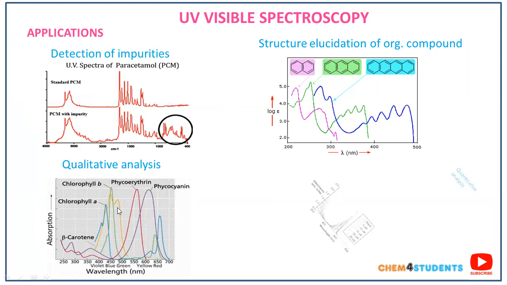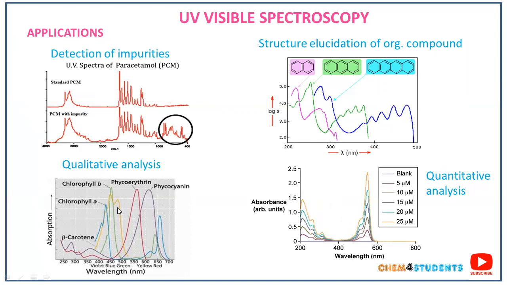And the fourth important application here is quantitative analysis. Yes, we can quantify the sample, we can calculate the concentration of the sample. By using this quantitative analysis, here we have taken different concentrations of samples like 5 micromolar, 10, 15, 20, 25 micromolar. When we take the graphs for all these concentrations, we get a graph like this.